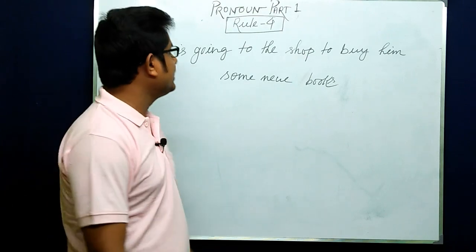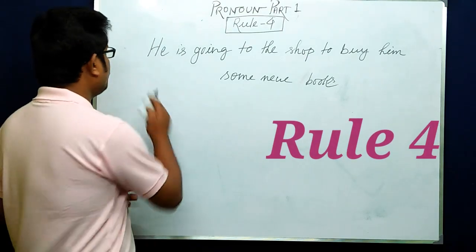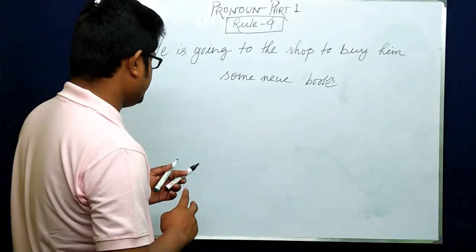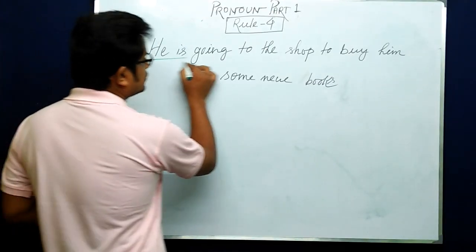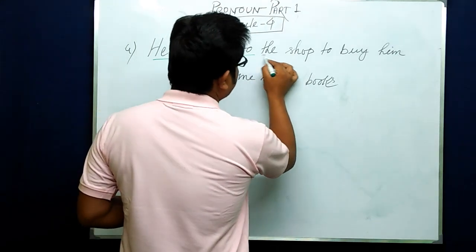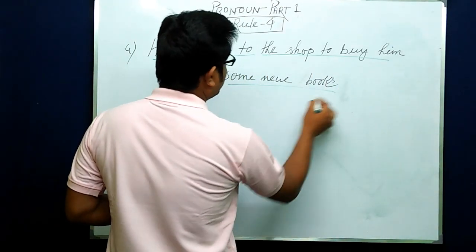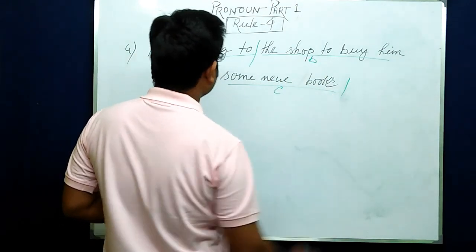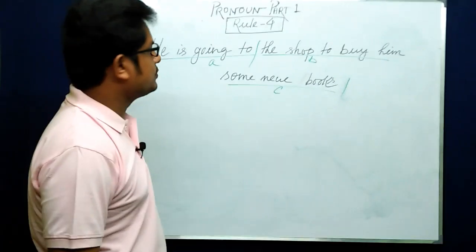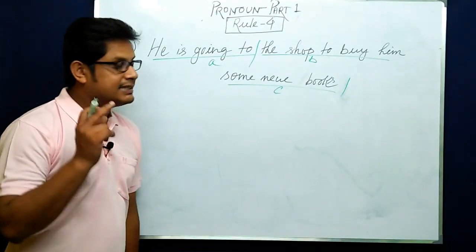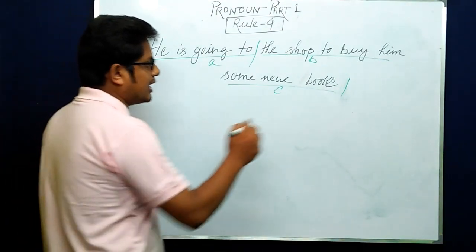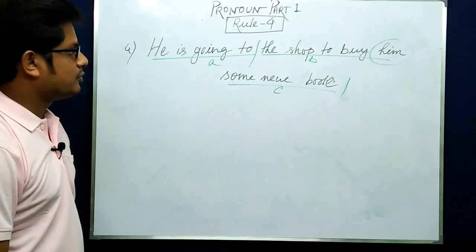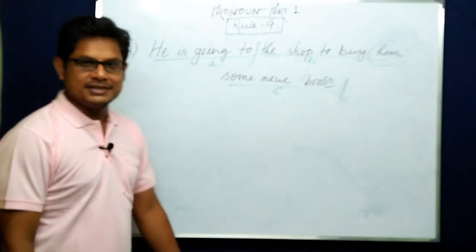Okay students, here we have rule number 4. In rule number 4, we have another sentence. He is going to the shop to buy him some new books. A, B, C. These 3 parts. Now in this sentence, I have used him. It is an objective pronoun, and this part is wrongly used in this sentence.